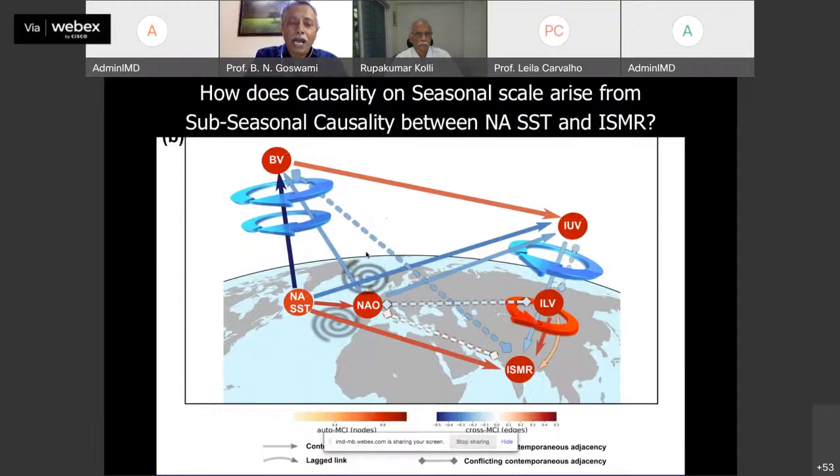Going a little deeper, how does this mechanism work on the intra-seasonal time scale? Does the North Atlantic SST produce barotropic vorticity over there? And does that barotropic vorticity affect the upper level vorticity over the Indian region? And does that upper level vorticity connect to the lower level vorticity and rainfall over the region?